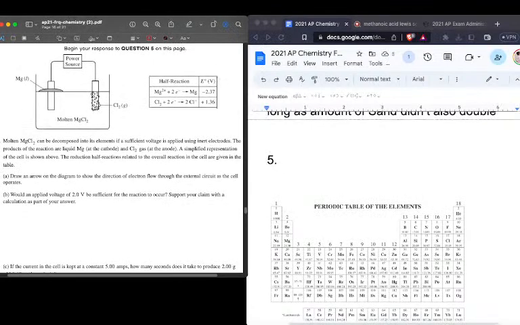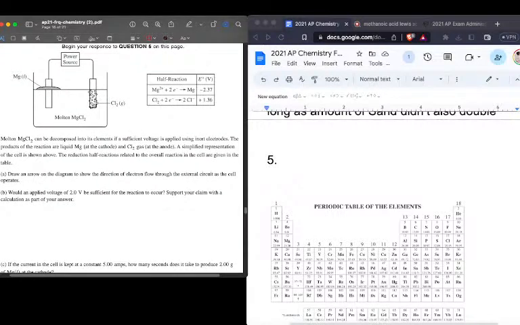Question 5. Molten magnesium chloride can be decomposed into its elements if a sufficient voltage is applied. Okay, we got an electrolytic cell. We're forcing it to happen by applying voltage. The products are liquid magnesium and chlorine gas. A simplified representation is here. The reduction half reactions related to the overall reaction are in the table. Draw an arrow to show the direction of electron flow through the external circuit.